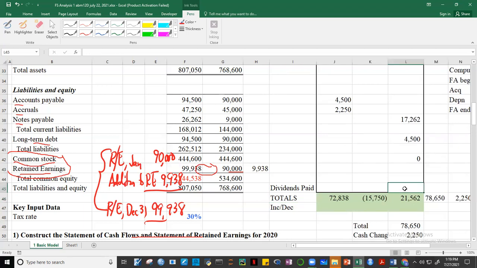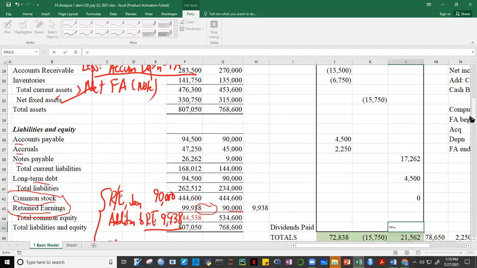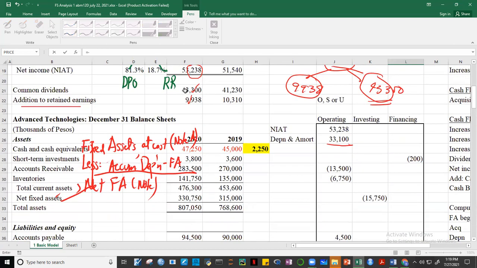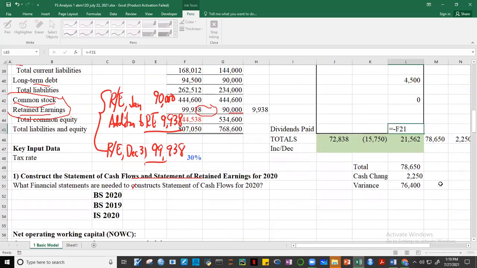Source of cash or use of cash? Okay, thank you. Yan, salamat. Okay, good. You're correct, guys. So, use of cash siya. So, dapat ibabawas natin. Negative 43,300. Okay. So, andito na guys yung dividends paid. Bakit natin pinapasok yan? Kasi cash yan guys na ginamit.